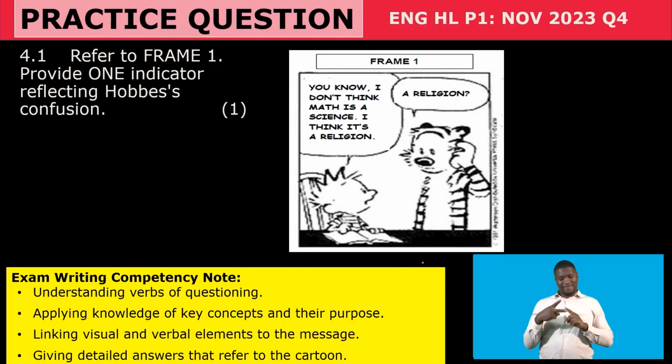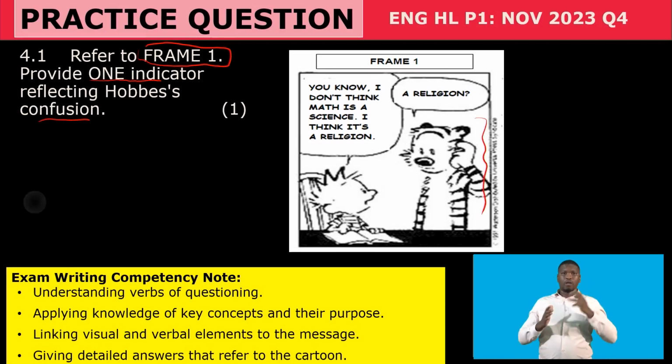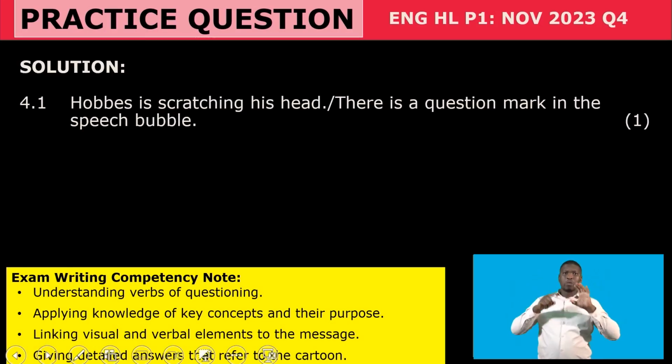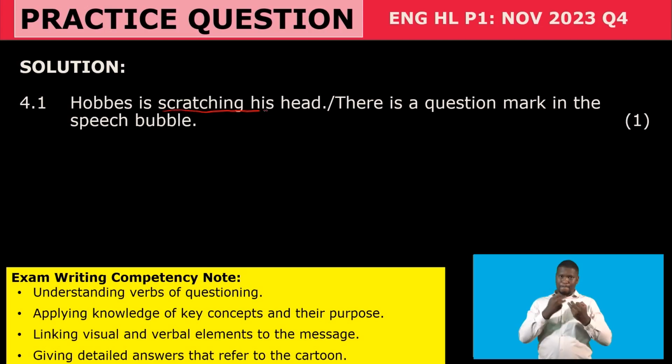Let's look at question 4.1. Refer to frame 1, that is our textual reference. Provide one indicator reflecting Hobbes' confusion. So they tell you that Hobbes is confused. You must just prove it by giving one indicator. So here we can see he's scratching his head, and there's also a question mark in the speech bubble.